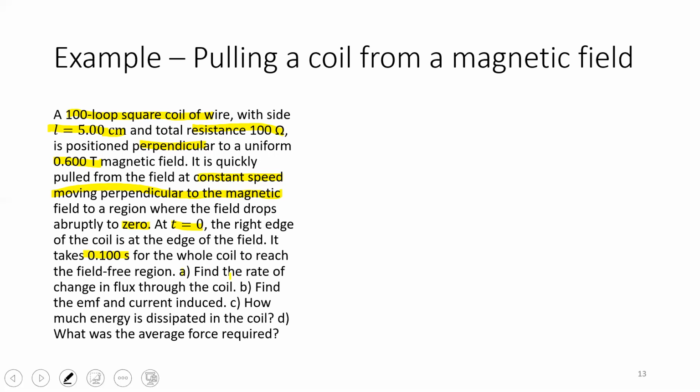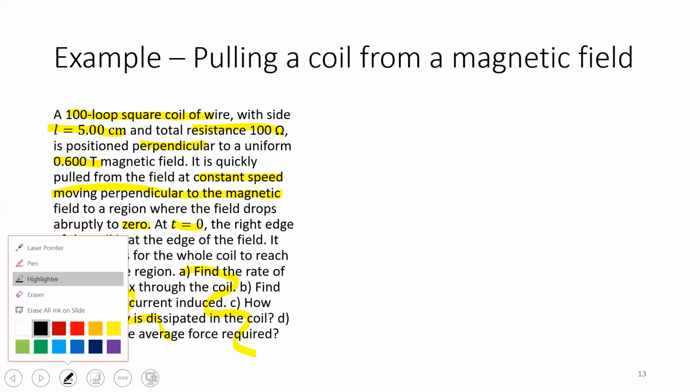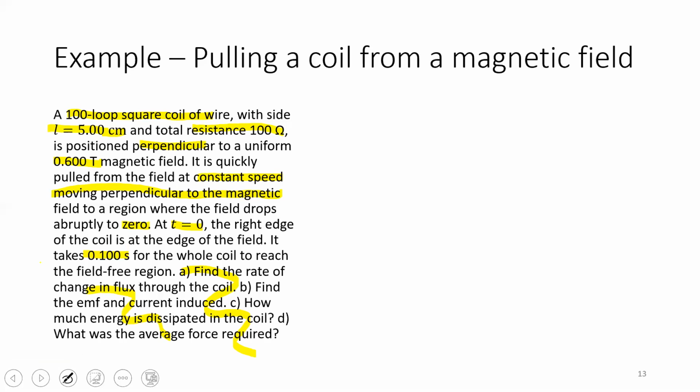We want to find all this stuff. So the rate of change in flux through the coil, the EMF in the coil, the current induced, how much energy is dissipated, and what was the average force required to do all this work. So much stuff. Okay, so let's write down what we're given.